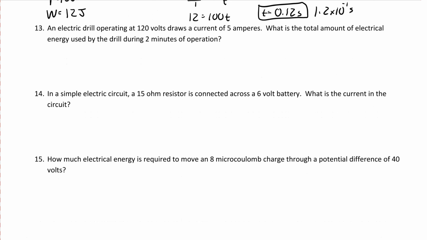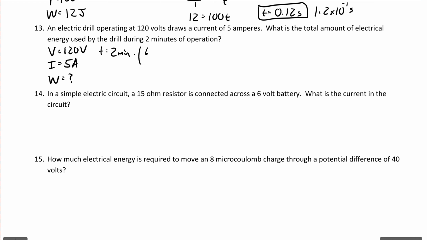An electric drill operating at 120 volts draws a current of 5 amps. So they're telling you the voltage and the current. What's the total amount of electric energy used? Again, they're looking for W. That's the electrical energy. And they're telling 2 minutes. Again, they're trying to really trick you. If you didn't realize that you had to convert this to units, to seconds, then you might be having a hard time with this one.